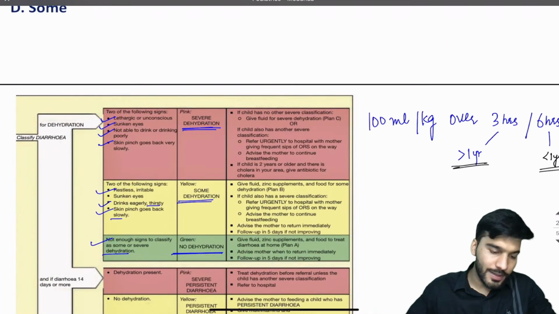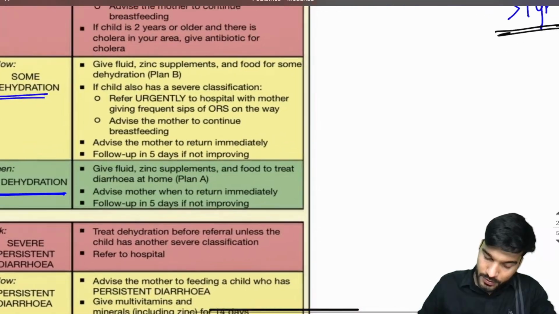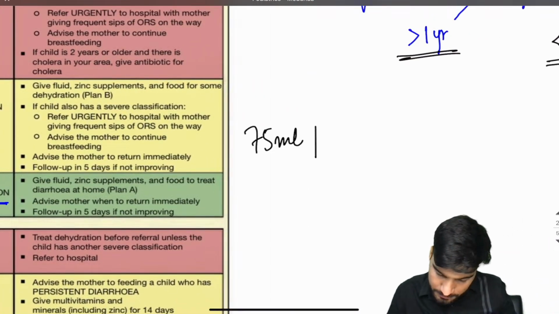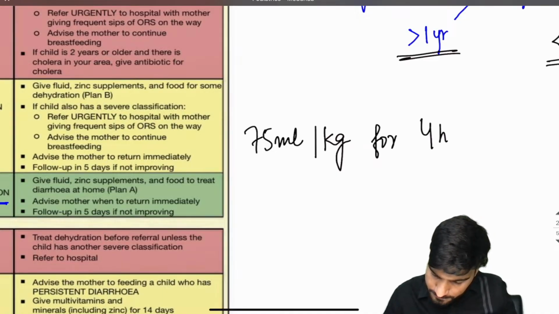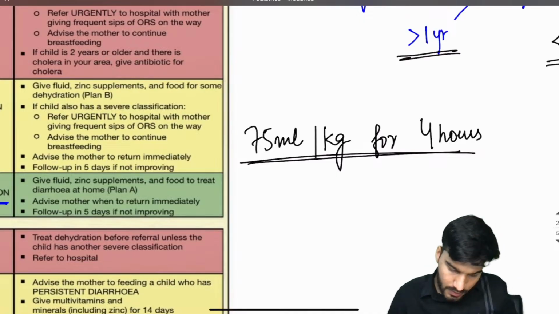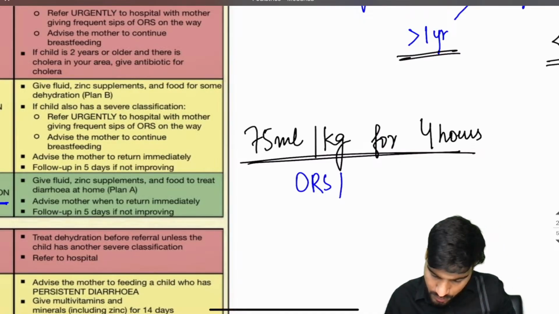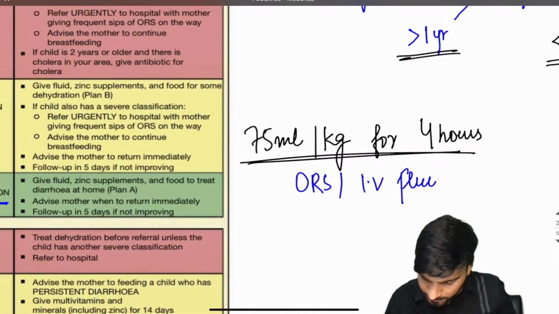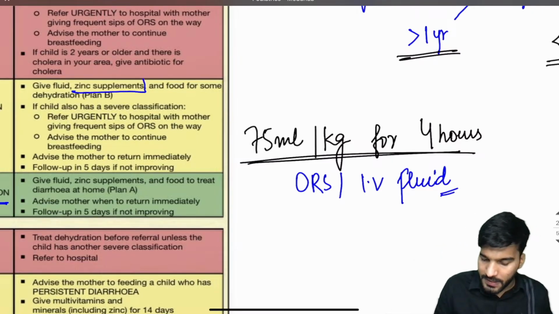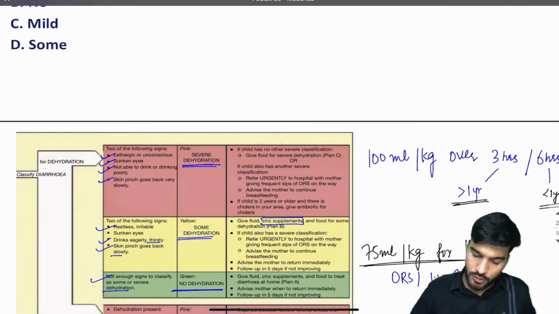Okay, followed by that, what will be the management for some dehydration? Give fluid 75 ml per kg for 4 hours, and give ORS or IV fluid. We need to give zinc supplementation as well. How much zinc do you need to give?